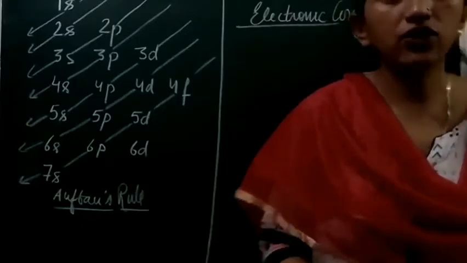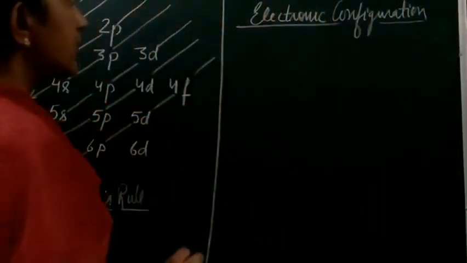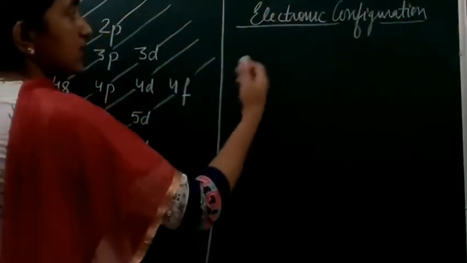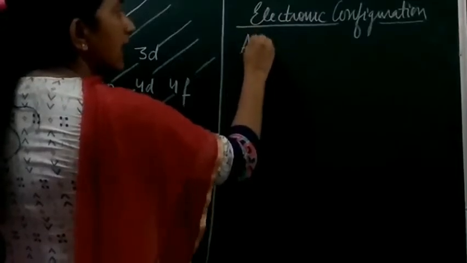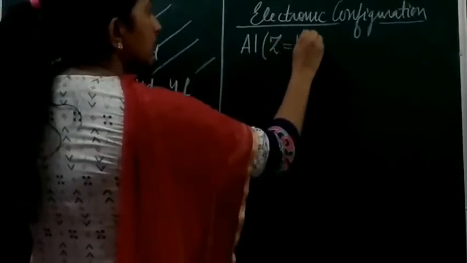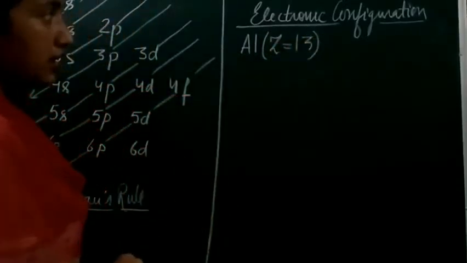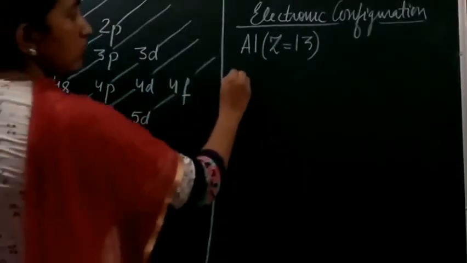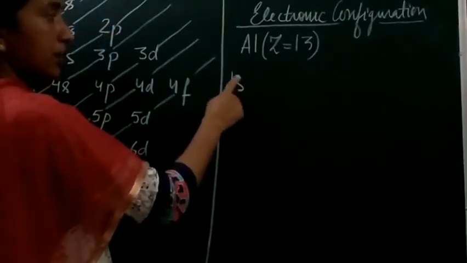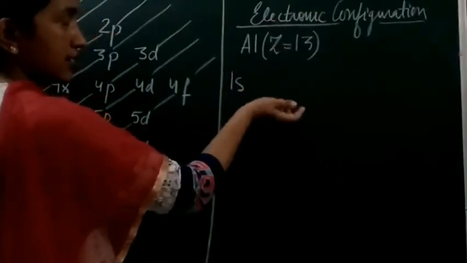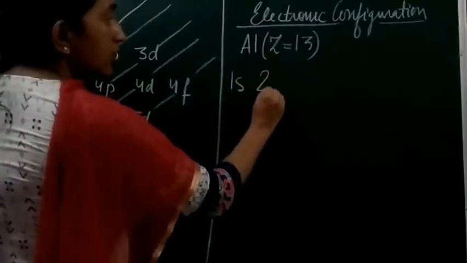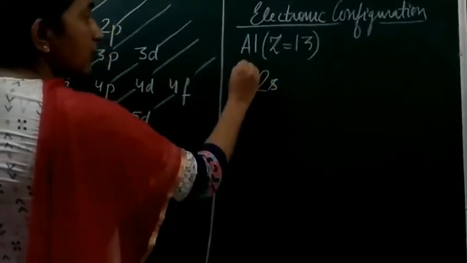Now let's begin with the electronic configuration. We are stepping ahead, let it be for aluminium. So what is Z, the atomic number of aluminium? It is 13. Now when you are writing the configuration, first it will be 1s. First get this subshell completely filled up and then you will jump to the higher energy. This is in accordance with the Aufbau principle. This is 1s. Then it is the turn of 2s.